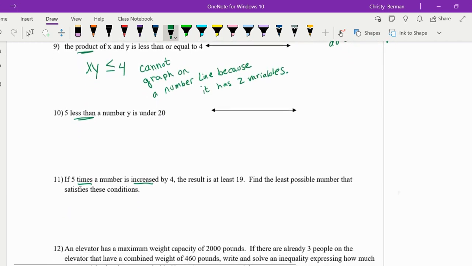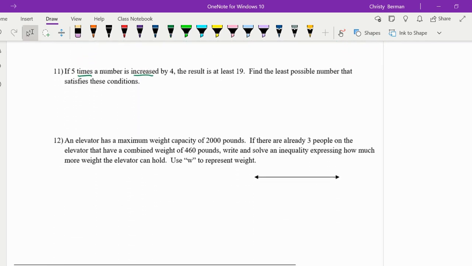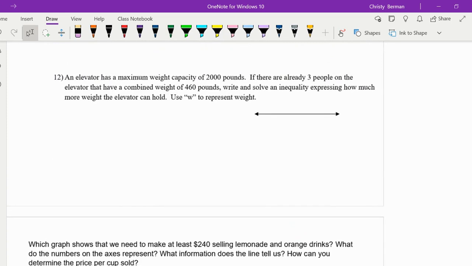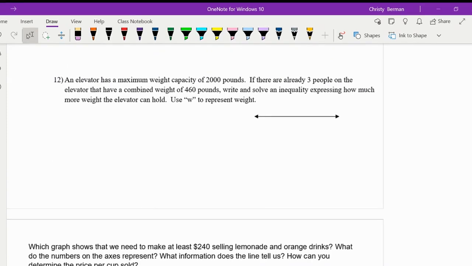So we're going to pause here for just a few minutes, let you do a little bit of work, and then come back to some more strategies for interpreting graphs and word problems.